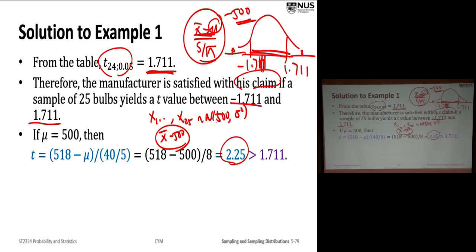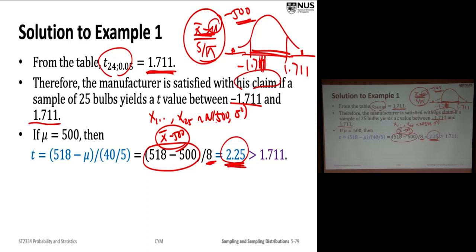Yes, it's big. Why? Because if I take into consideration the variation of the lifetime of the light bulbs, which is reflected by the denominator s over root n, the estimate of the standard deviation, the standard error of the x bar, this difference, in fact, is quite big compared with 8. So it's 2.25. So we come up with a value, 2.25, that we believe is big, if, a big if, mu equals 500. So naturally, if I see something like that, I may suspect that mu, in fact, is not 500. In fact, the manufacturer is underestimating; the lifetime of the light bulb is even longer than 500 hours.